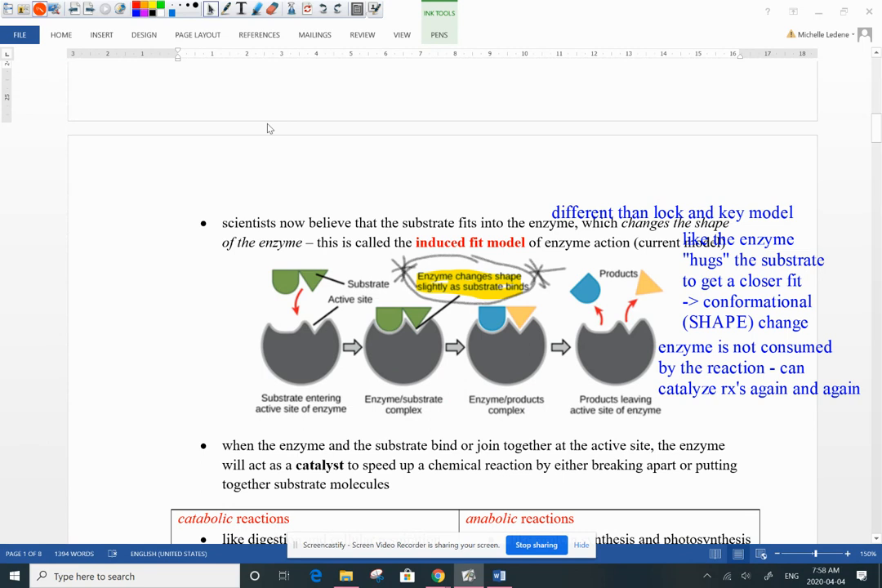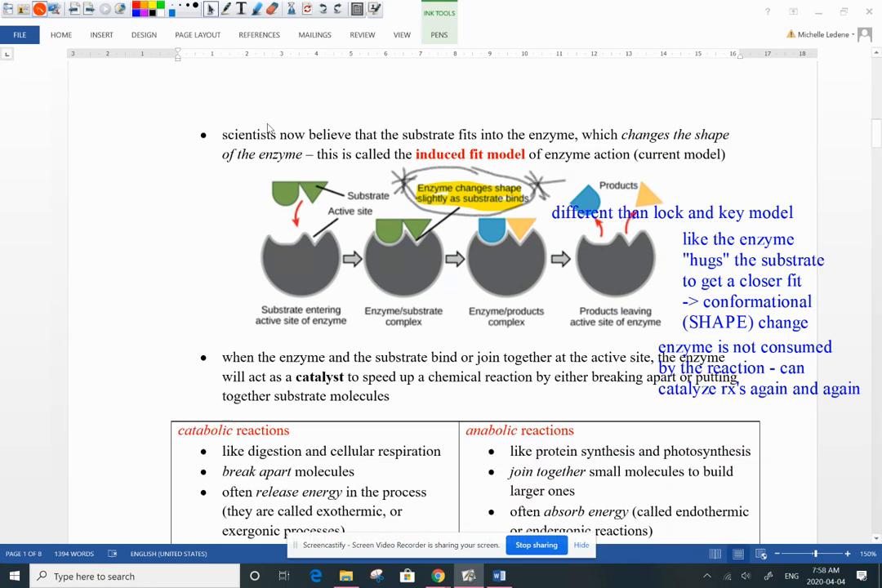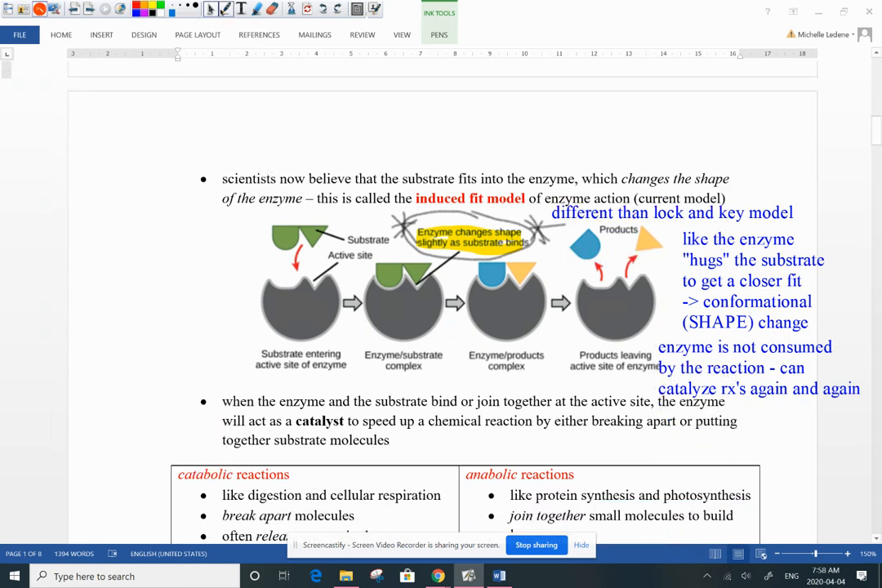So scientists have changed this model a little bit. They've modified this, and now actually they talk about the induced fit model. And here's what's different. You still got your substrate binding to the active site of the enzyme, but now the enzyme is undergoing a shape or a conformational change. And I think of it like it's an enzyme hug. The enzyme is going to basically just fit a little bit better with that substrate, and then it catalyzes the reaction. Here the products are made, and the enzyme can catalyze these reactions again and again.